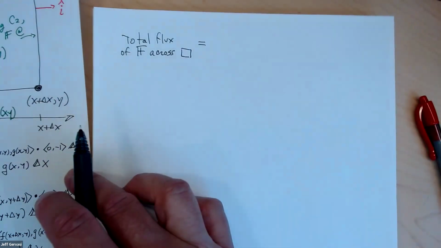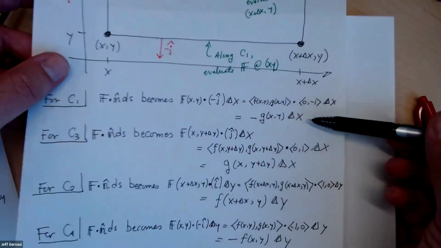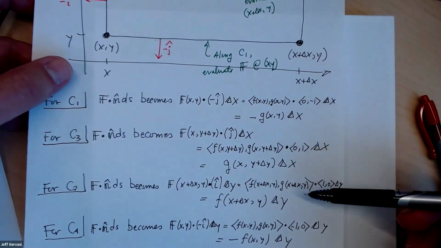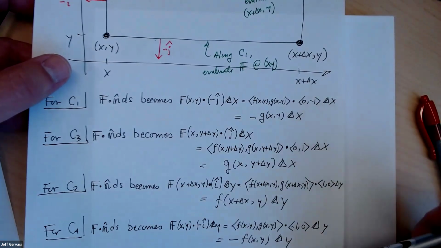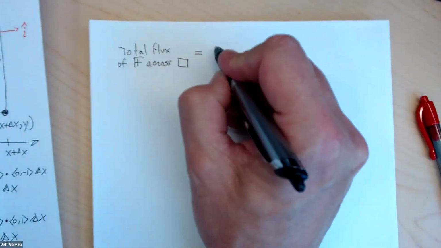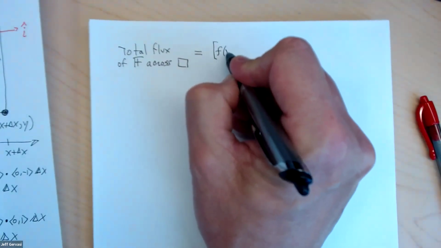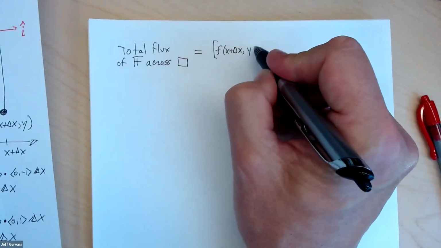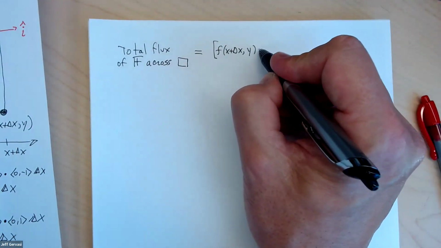All right, here they all are right here. Across C1, C3, C2, C4. Add all four of them together. And here's what we're going to get. And I'm going to take the liberty of factoring out common factors, delta y and delta x.